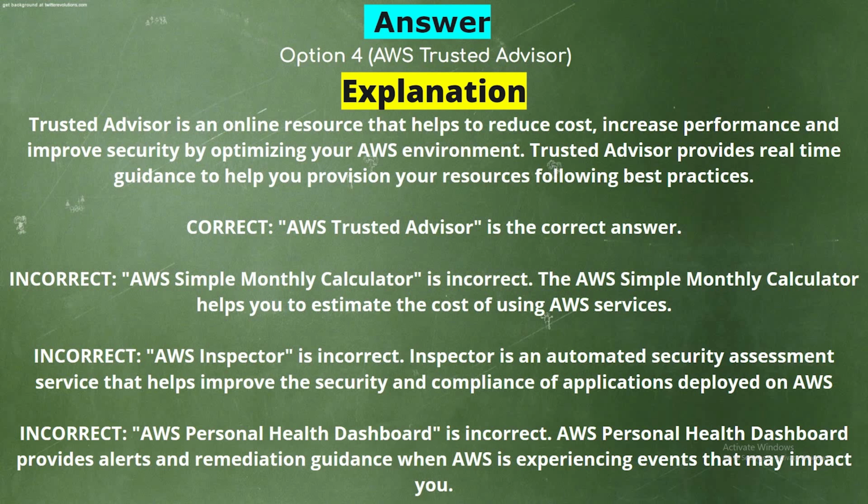Incorrect. AWS Inspector is incorrect. Inspector is an automated security assessment service that helps improve the security and compliance of applications deployed on AWS. Incorrect. AWS Personal Health Dashboard is incorrect. AWS Personal Health Dashboard provides alerts and remediation guidance when AWS is experiencing events that may impact you.